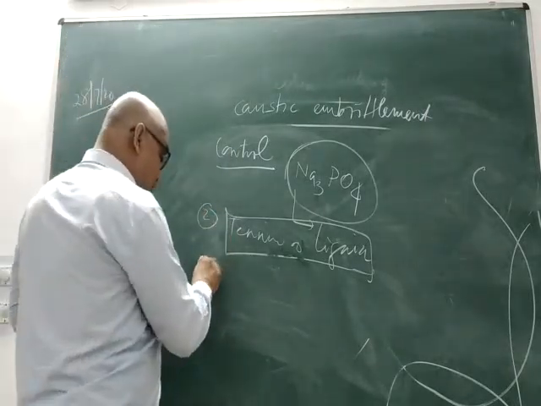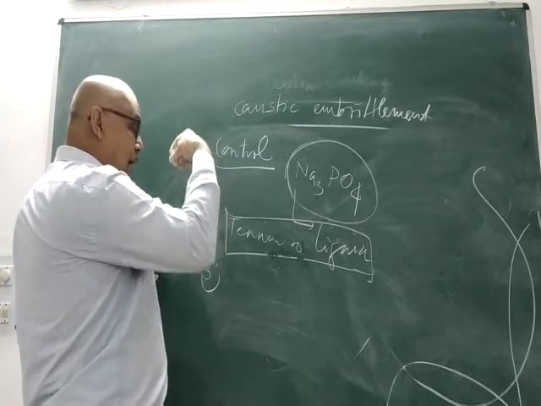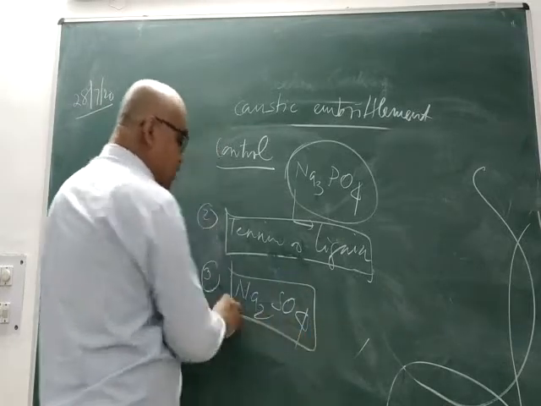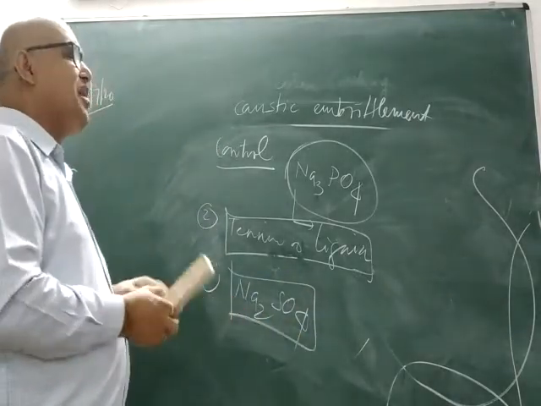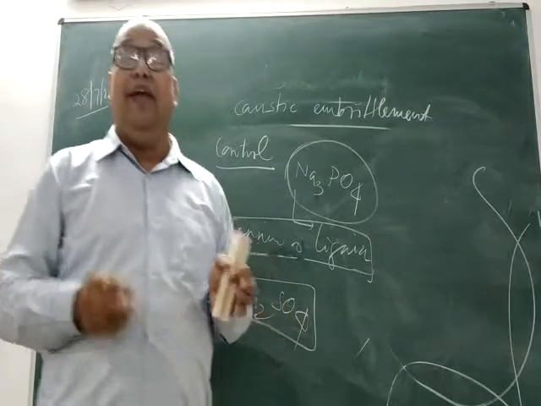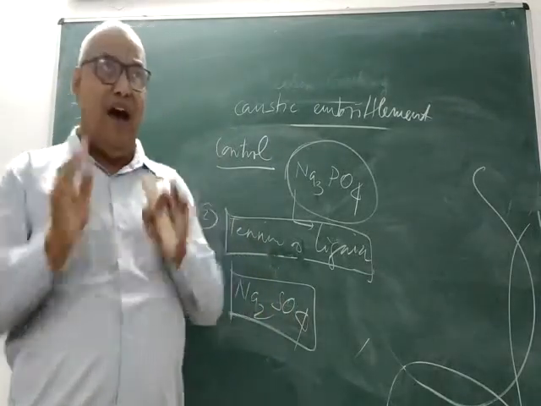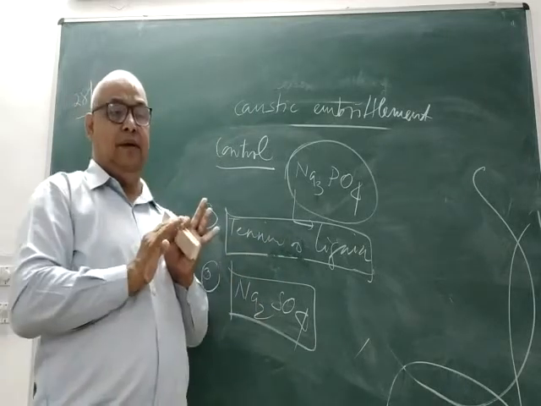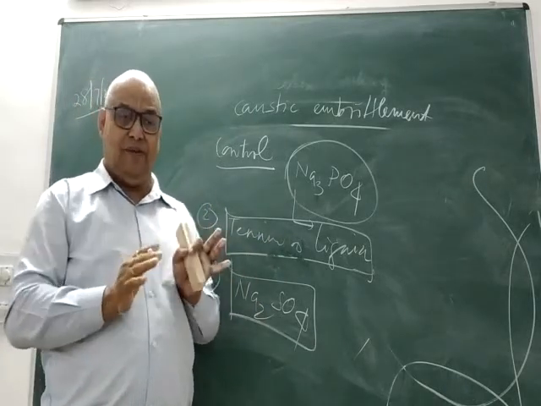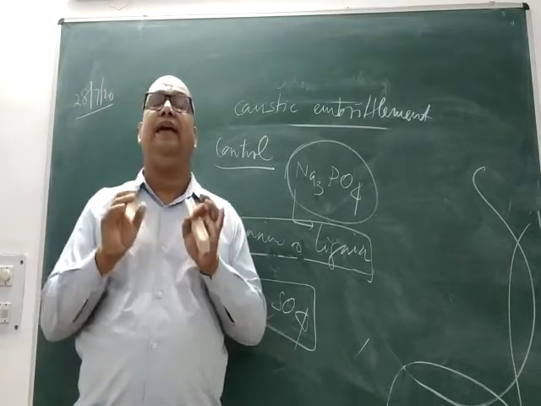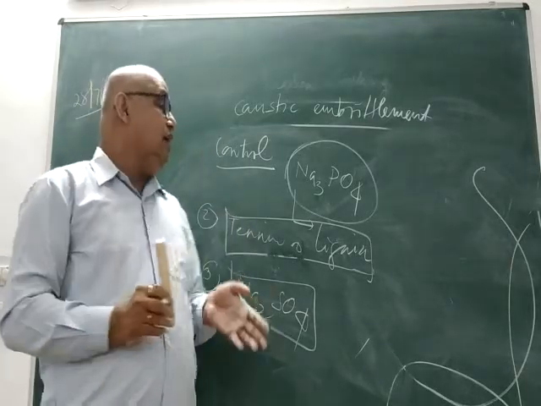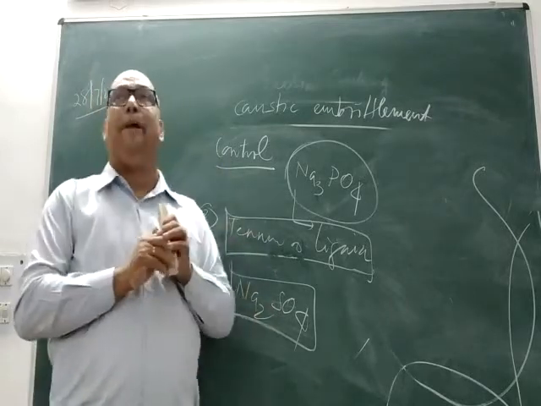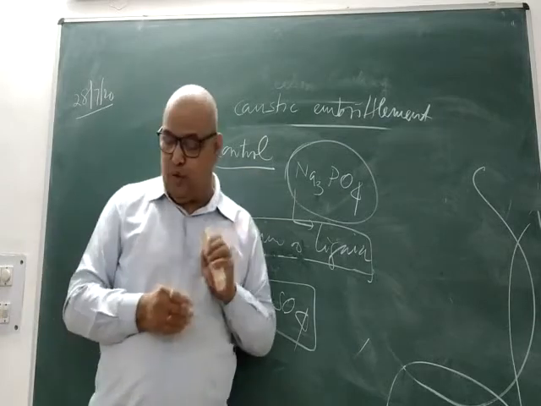And number three, which is very, very important in another situation, we can also use sodium sulfate. If we use a small percentage of sodium sulfate in water, it has the tendency to block the hairline crack and thus prevent sodium hydroxide from coming in contact with iron. As a result, caustic embrittlement can be stopped. These are the major steps we can take to control caustic embrittlement. This is all about caustic embrittlement.